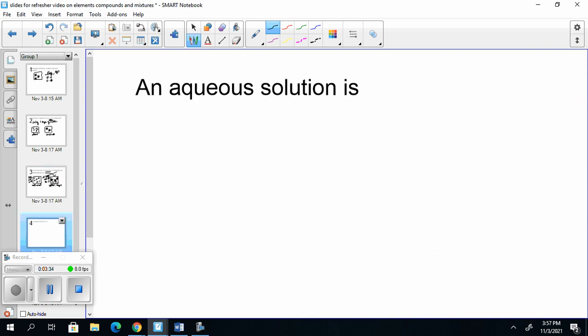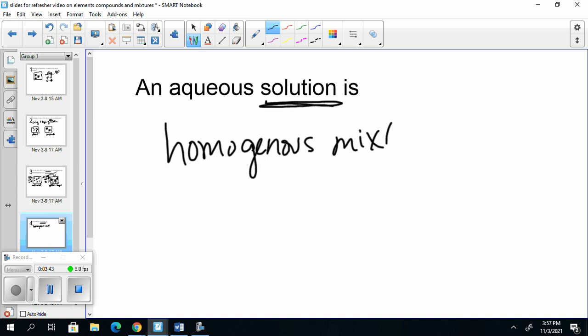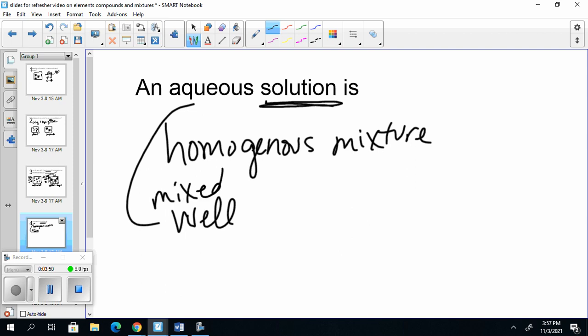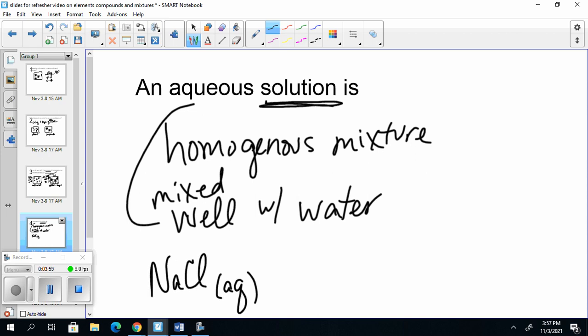Another word for homogeneous is a solution. So a solution is a homogeneous mixture. And if it's aqueous, that tells us it is mixed well with water. So let's think about what mixes well with water. Salt does. So NaCl, if I put a little AQ after it, that is an aqueous solution. AQ for aqueous, solution because it's a homogeneous mixture.